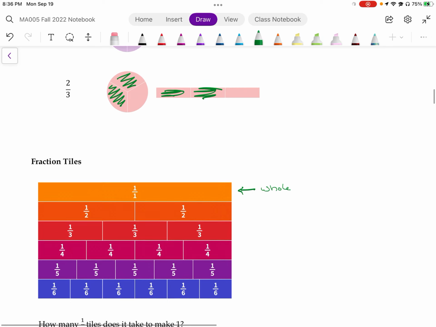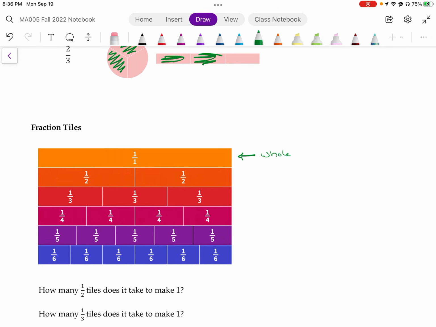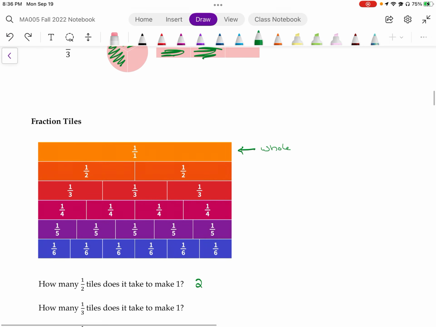So I want you to think about then how many half tiles does it take to make 1? Hopefully you see that there are 2 there. This one and this one. All right, how many 1/3 tiles does it take to make 1? Well, we've got 1, 2, 3. 3 1/3 tiles make 1. Hopefully you're seeing a pattern here.